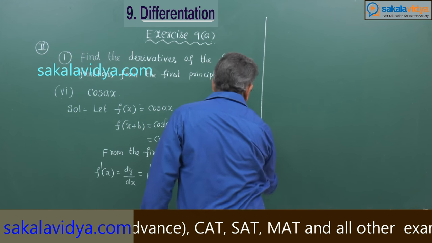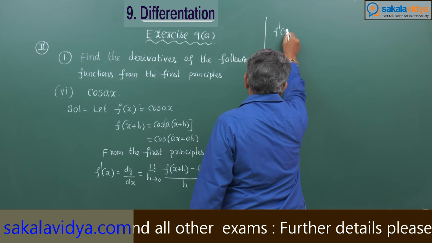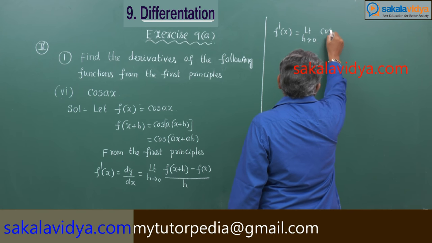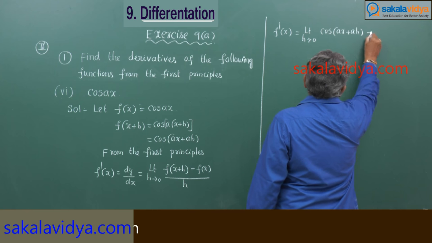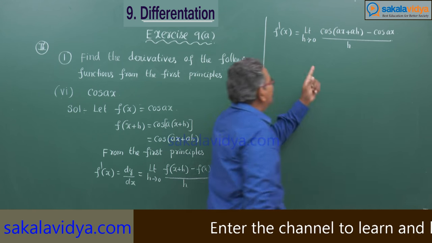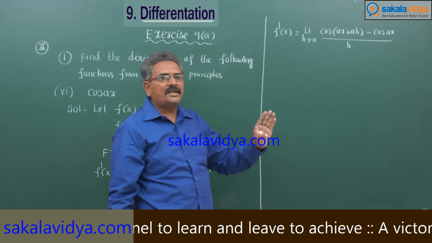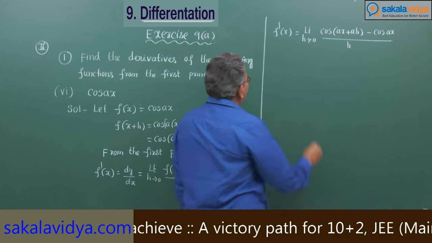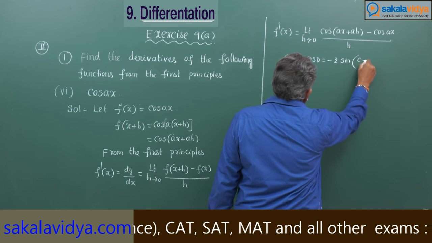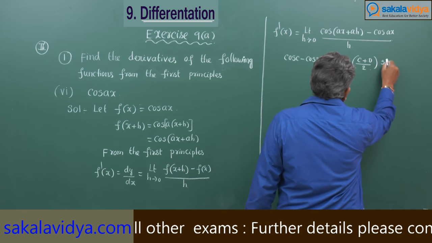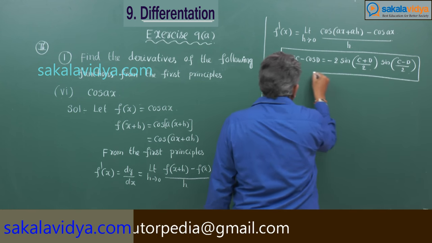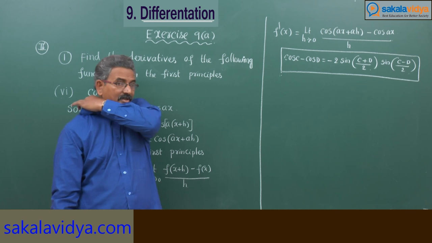Next, f dash x is equal to limit h tends to 0 of cos of ax plus ah minus f of x, which is cos ax, by h. This is cos C minus cos D, which we have also discussed in the transformation chapter. See, cos C minus cos D equals minus 2 sin of (C plus D) by 2 times sin of (C minus D) by 2. These formulae are to be remembered and kept in mind. They always play a major role while doing such kinds of problems.